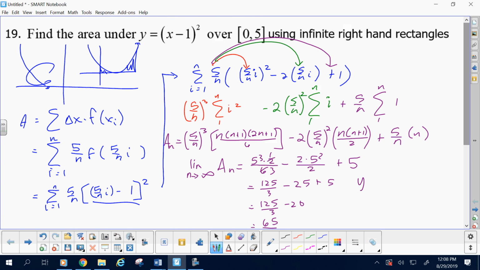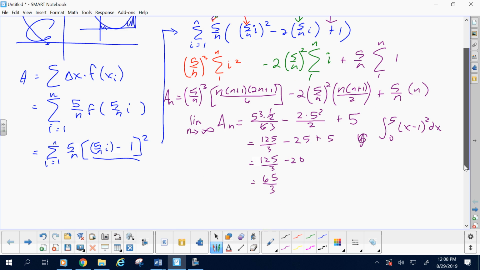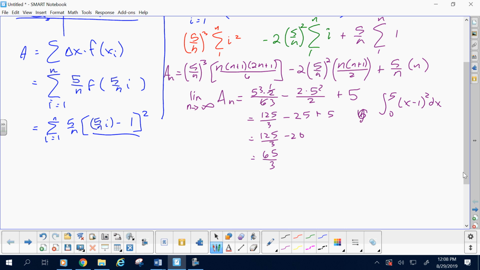Integrate. I can integrate the antiderivative from 0 to 5 of (x minus 1) squared. That's a good review of integration technique. How would you integrate that? You could expand it, but then you would have to use substitution. That's fine too. Or I guess you could just not even use substitution. I'm just going to expand it.